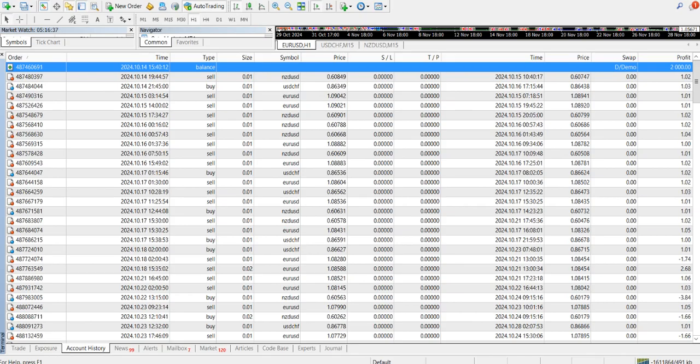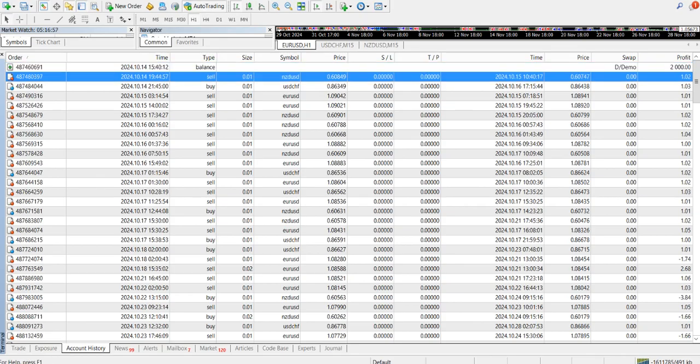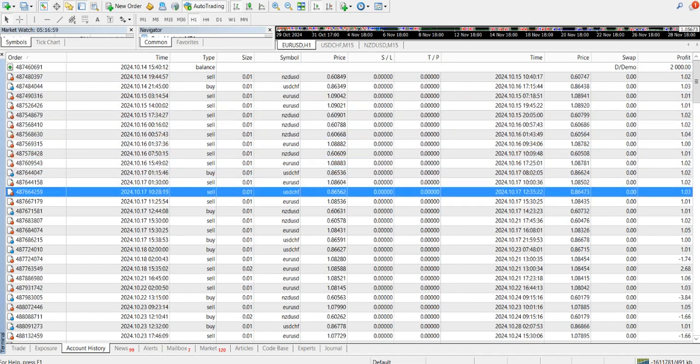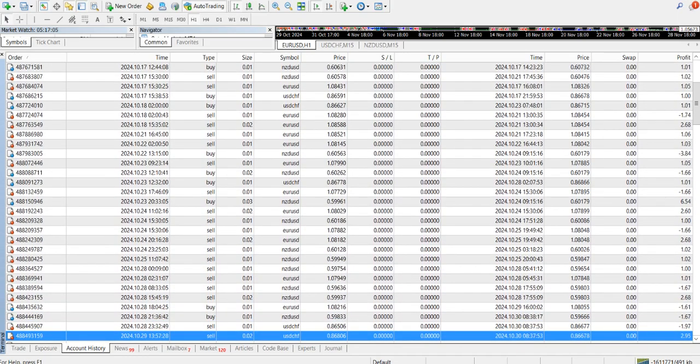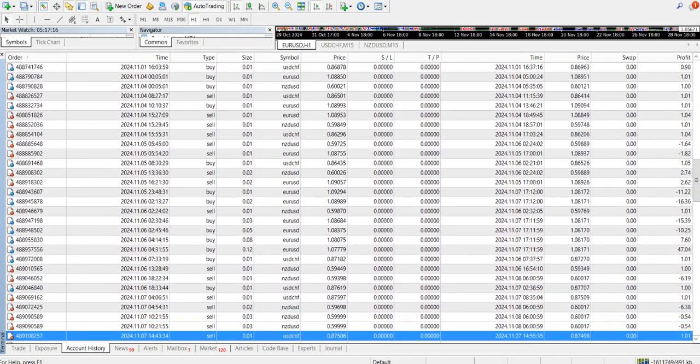Okay, so to trade three pairs, we need 2000. We can also trade on 1500. If just for one pair, I would suggest 600 to 800. Okay, so we started with a balance of 2000 on demo. We included USD CHF later. However, Euro USD and New Zealand dollar USD would be considered a little better, but yes, USD CHF is also okay.